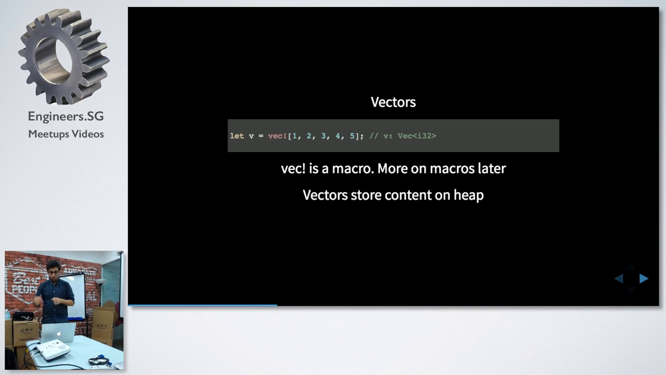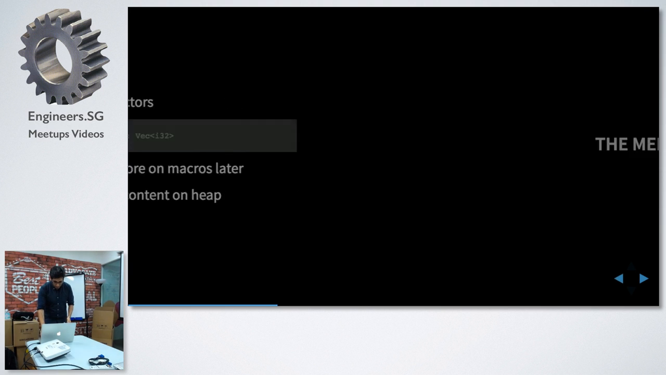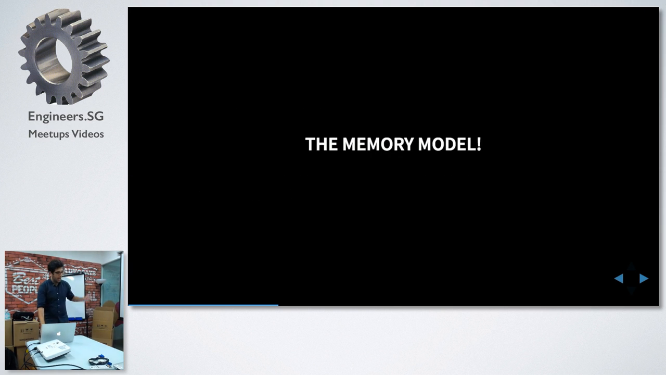Vectors will store content on the heap. Okay, this is important, and we'll go into this a bit later. Anyone not familiar with stack versus heap, what's the drawback, what does it do? Okay, no worries. I will go into it very briefly soon. So with that, it's enough for us to go into the memory model of Rust and what makes Rust special.